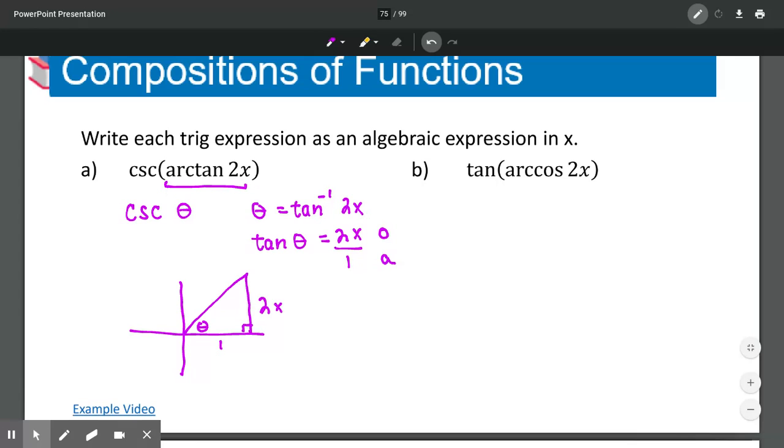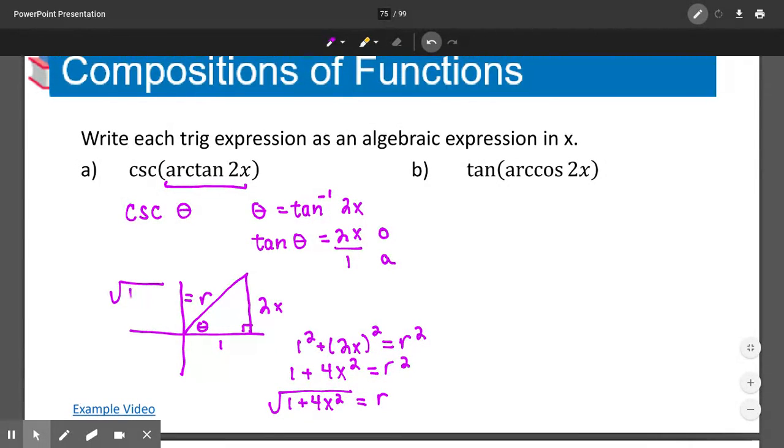So we're going to do Pythagorean theorem, and we're going to say 1 squared plus 2x squared equals, we'll call this side r, equals r squared. So 1 plus 4x squared equals r squared, which means the square root of 1 plus 4x squared equals r. So this hypotenuse, we're going to write it as the square root of 1 plus 4x squared. So these answers in this section are going to have x's in them.